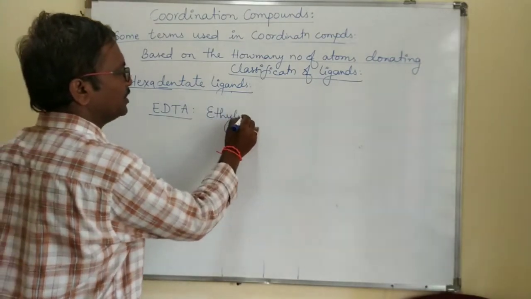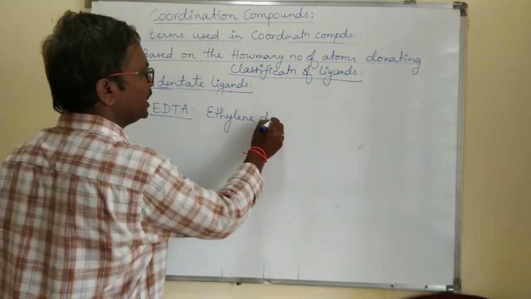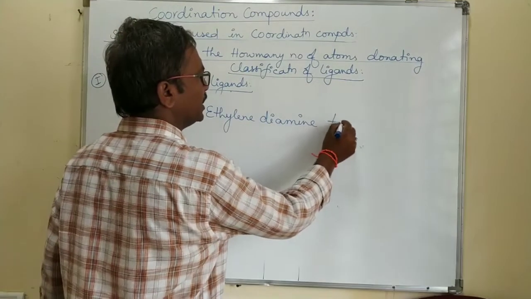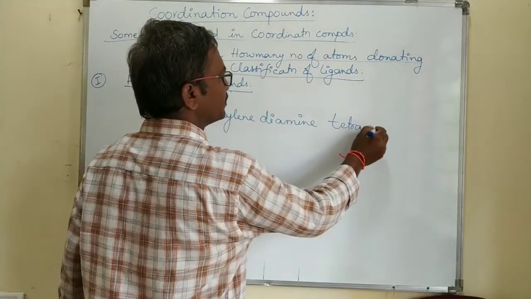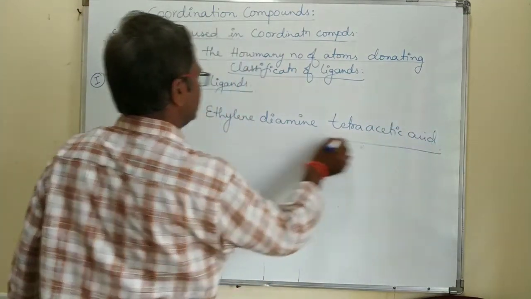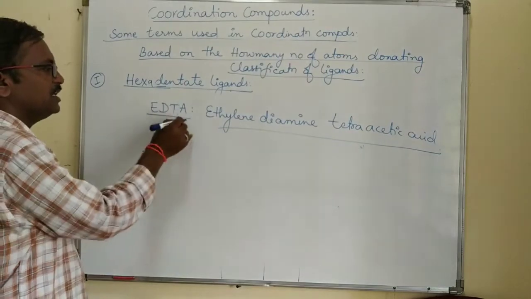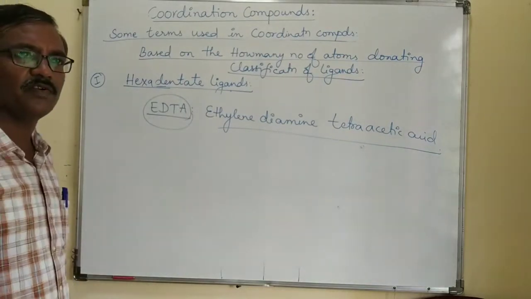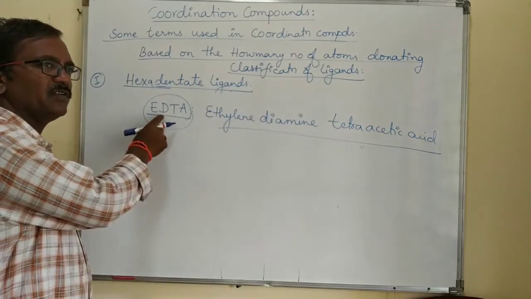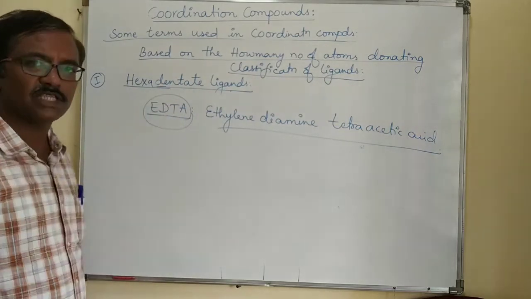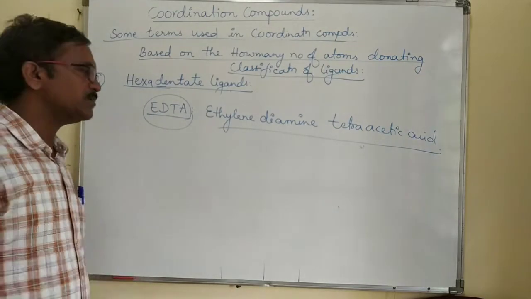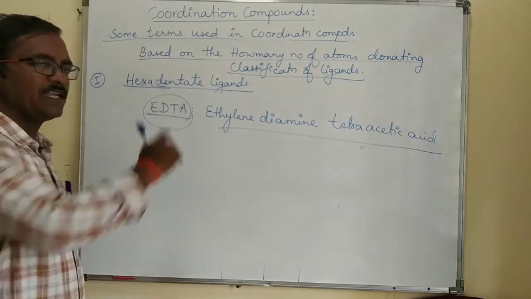Ethylene diamine tetraacetic acid. So EDTA is hexadentate. How many atoms are donating in the EDTA? Six atoms are donating electron pairs to the central metal. It has the ability to donate through six atoms. That's why you can call it a hexadentate ligand.